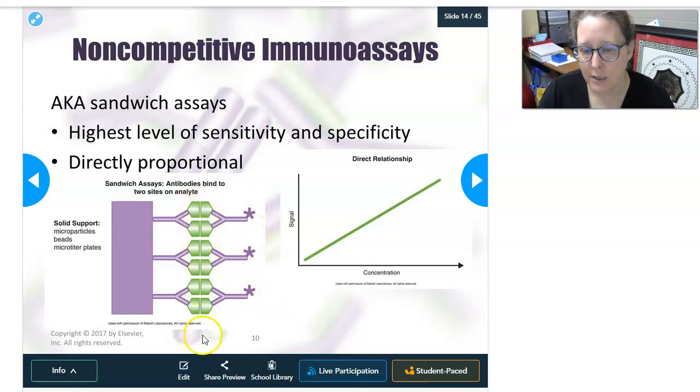The more antigens present that got captured, the more of the detection antibodies will bind to it, and the stronger the signal. If there is no antigen present at all, then there's nothing for the signal antibodies to bind to, and there will be no signal at all. So it's directly proportional. The higher the concentration, the higher the signal.